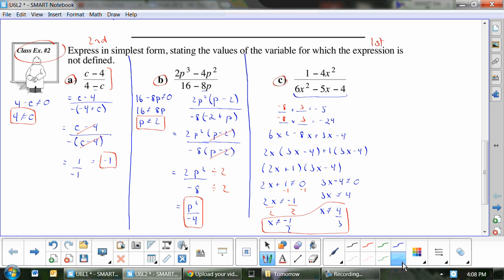We still have to actually factor and express in simplest form. So we know that our denominator is 2x plus 1 and 3x minus 4. And then our numerator, we should notice that this is a difference of squares right here. So we'll get 1 minus 2x, 1 plus 2x. Now 2x plus 1 and 1 plus 2x are the same thing because addition is commutative, so these can divide out. This gives us 1 minus 2x over 3x minus 4, and this cannot simplify any farther. So this is our final answer.